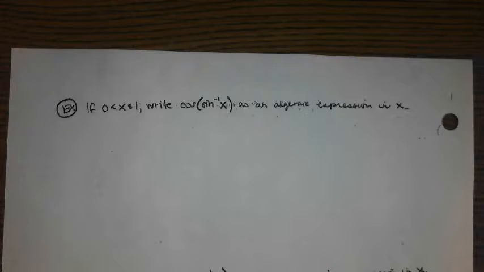So if 0 is less than x, which is less than or equal to 1, write the cosine of the inverse sine of x as an algebraic expression in x.